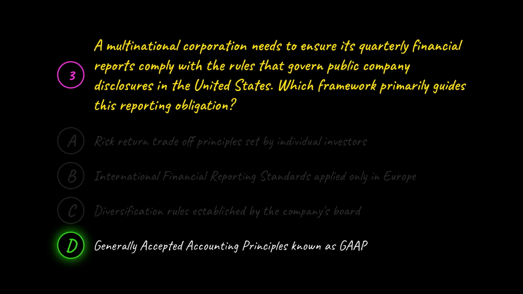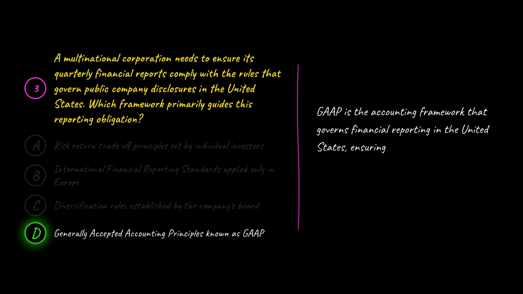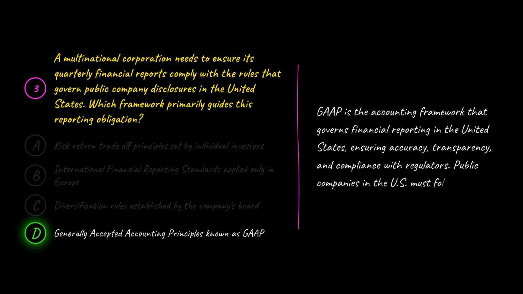The correct answer is D. Generally accepted accounting principles known as GAAP. D is correct because GAAP is the accounting framework that governs financial reporting in the United States, ensuring accuracy, transparency, and compliance with regulators. Public companies in the U.S. must follow GAAP when preparing financial statements.